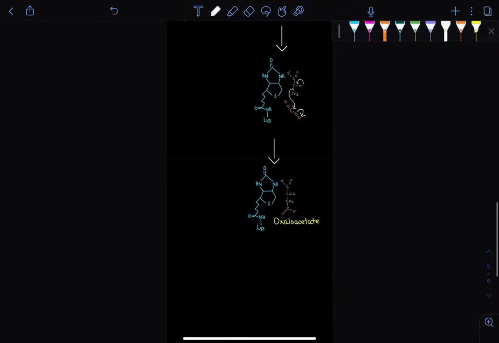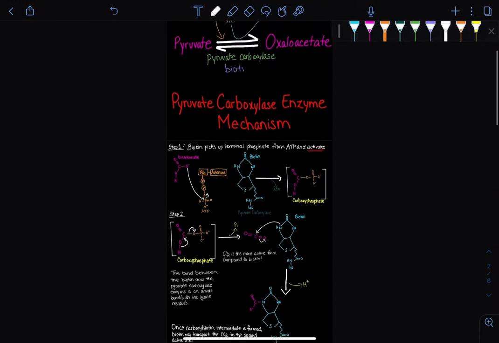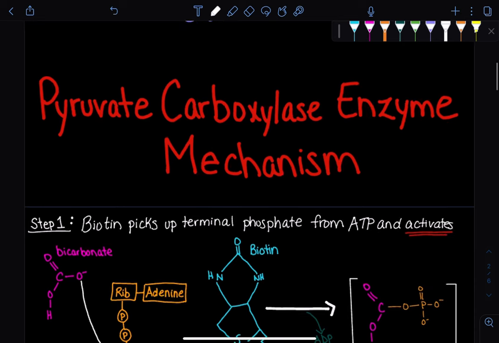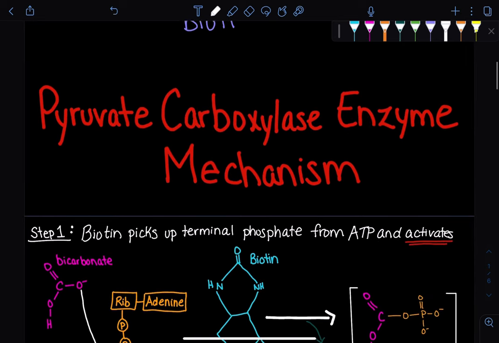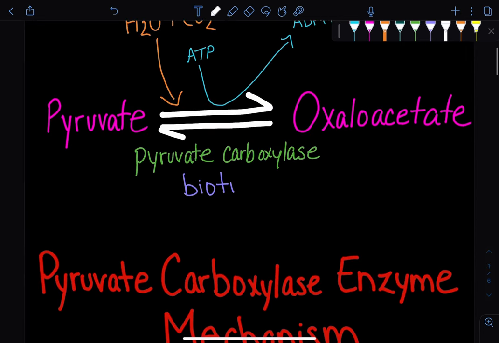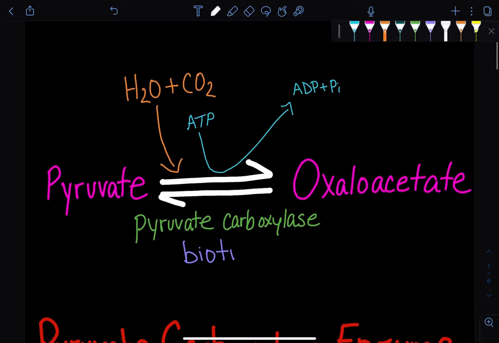And that is essentially the mechanism for pyruvate carboxylase. It's one of the enzymes in the anaplerotic reactions from going from pyruvate to oxaloacetate.